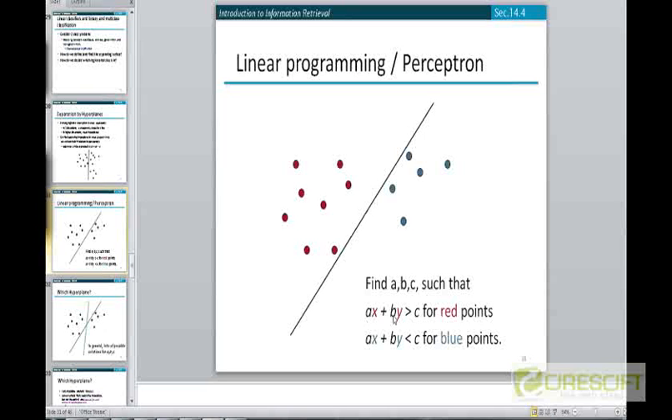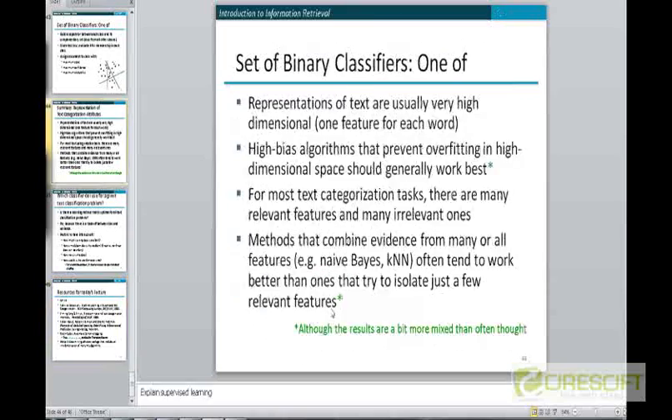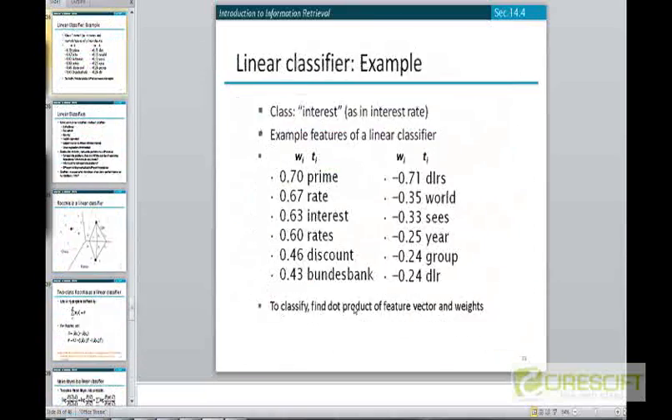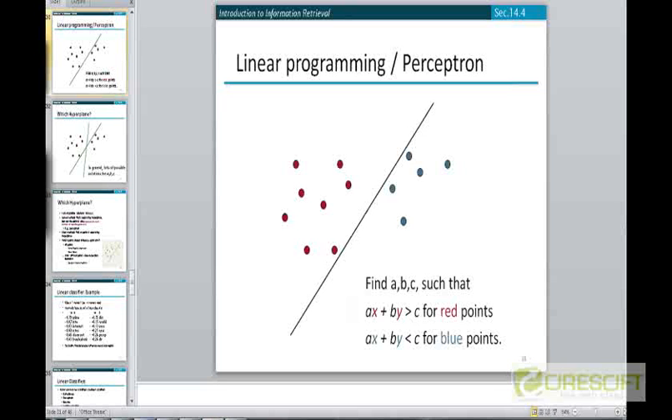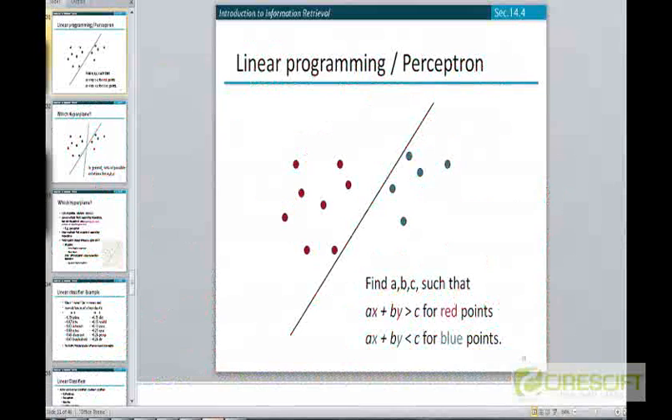a and b are like w1 and w2, and c is what I called b in that particular derivation. So x times w1 plus y times w2. This may be confusing, but if you go back to that derivation which I showed you, what they are calling x and y is what I'm calling x1 and x2. I use the notation x1 to xn, and they're just doing it for 2 dimensions, so they are using the notation x and y.